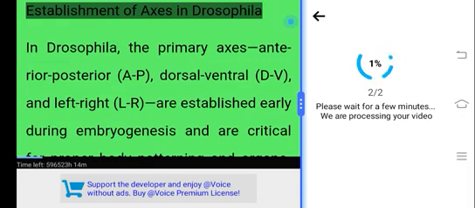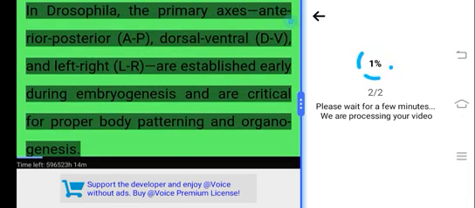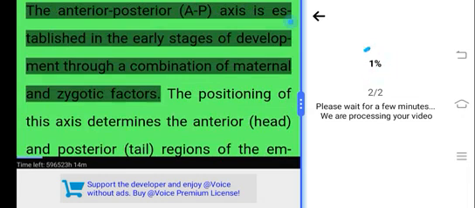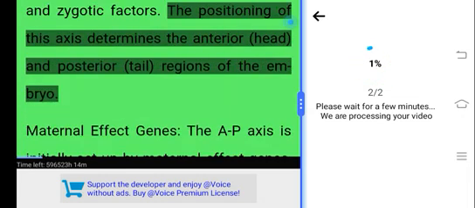Establishment of axes in Drosophila. In Drosophila, the primary axes, anterior-posterior (AP), dorsal-ventral (DV), and left-right (LR), are established early during embryogenesis and are critical for proper body patterning and organogenesis. 1. Anterior-posterior (AP) axis formation. The AP axis is established in the early stages of development through a combination of maternal and zygotic factors. The positioning of this axis determines the anterior head and posterior tail regions of the embryo.